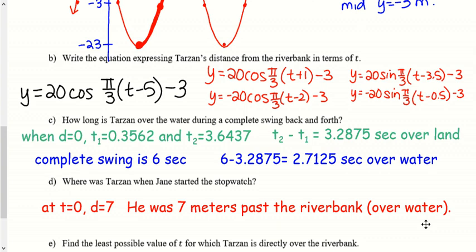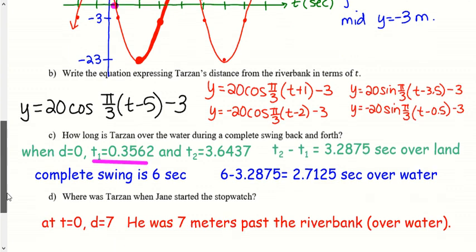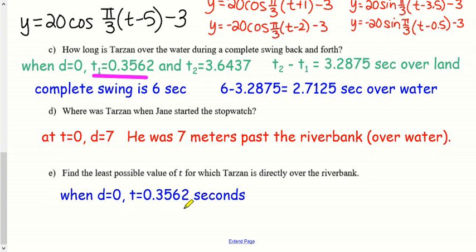Question E says, find the least possible value of t for which Tarzan is directly over the riverbank. So going back up here, that was this point right here when I hit 0. And I already found that a second ago. That was my T1 right here. So I just need to rewrite that. That's the first time he's over the riverbank, when there's a distance of 0. So when d equals 0, that was my 0.3562 seconds. Is the first time he's over the riverbank.